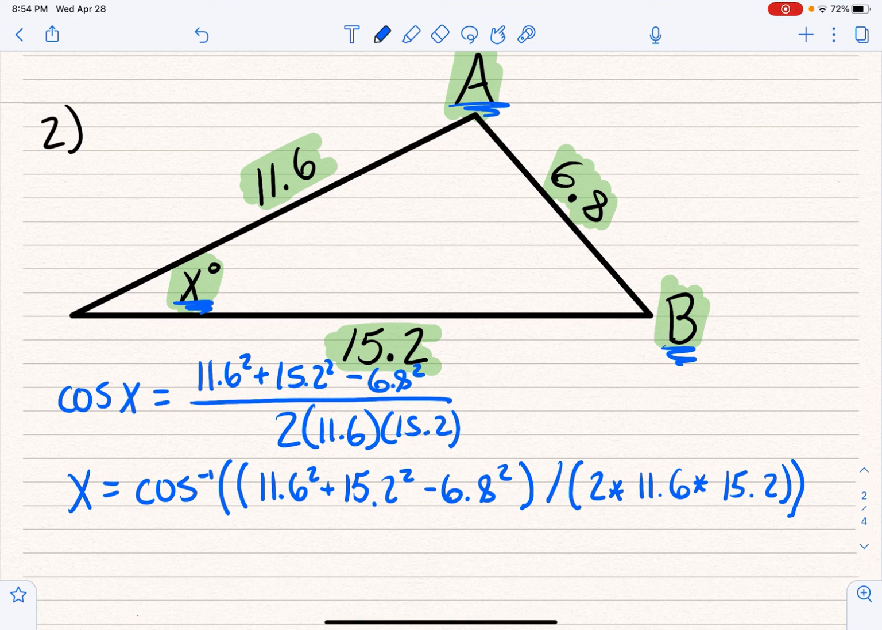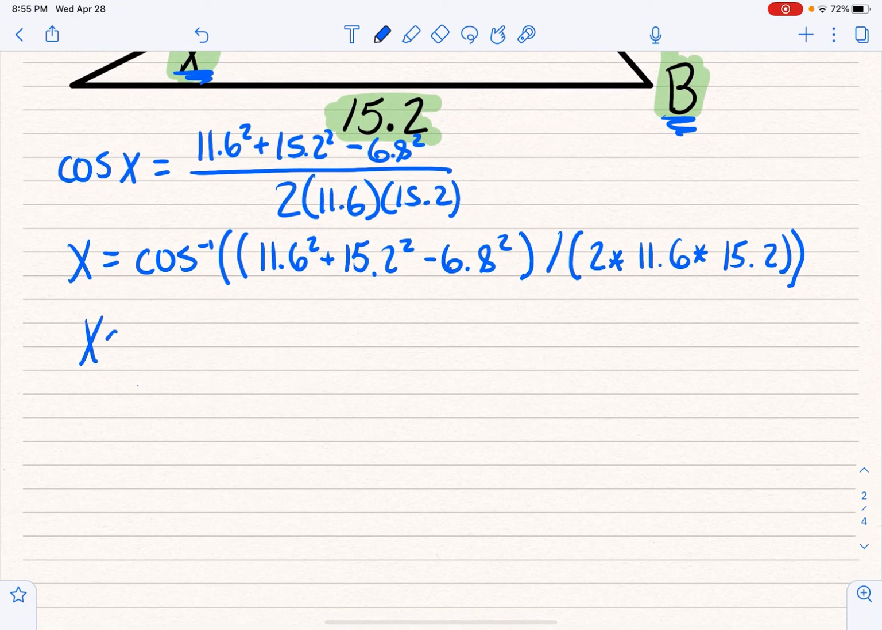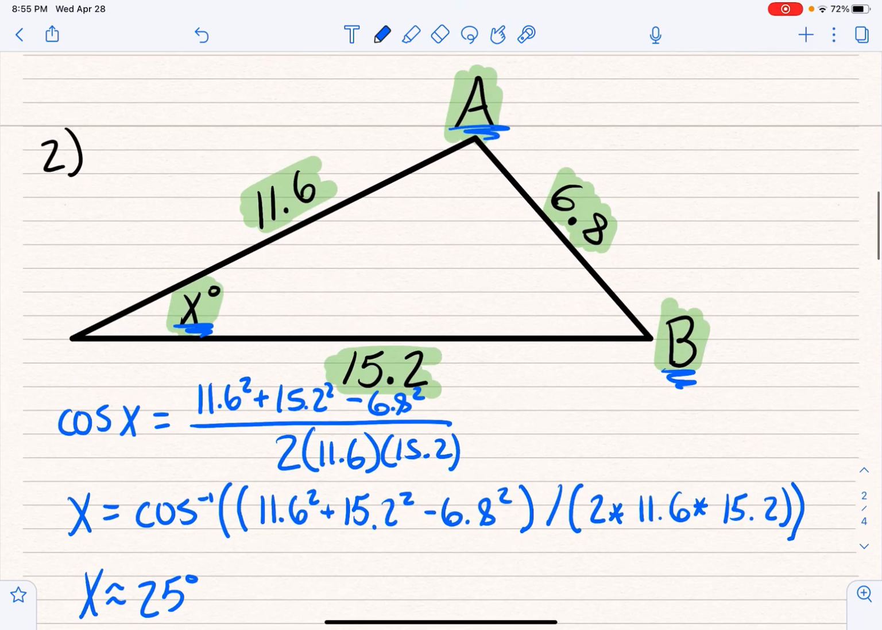So inverse cosine, 11.6 squared plus 15.2 squared minus 6.8 squared, close the parentheses. I don't think I ever opened up a new set of parentheses. Let me go back and make sure. Yeah, remember, always at the beginning, you've got to open up a new set of parentheses. I got those two there. 11.6 squared plus 15.2 squared minus 6.8 squared, close the parenthesis, divided by, open a new set, 2 times 11.6 times 15.2, close parentheses, close the whole thing. Hit enter, and I get 25.09. Now remember, this is an angle, so we're going to round to the nearest degree and say this is about 25 degrees. So in this picture, this one right here is 25 degrees.